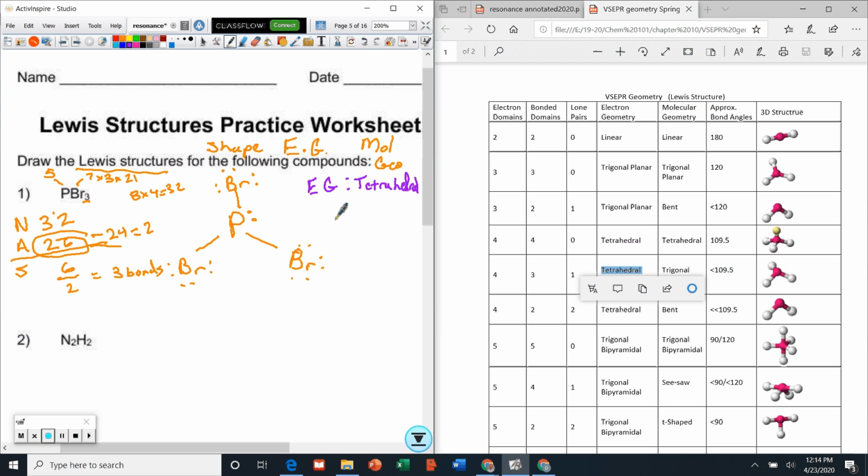My molecular geometry. So looking at this, my molecular geometry, based off of that, 4, 3, and 1, is going to be trigonal pyramidal.